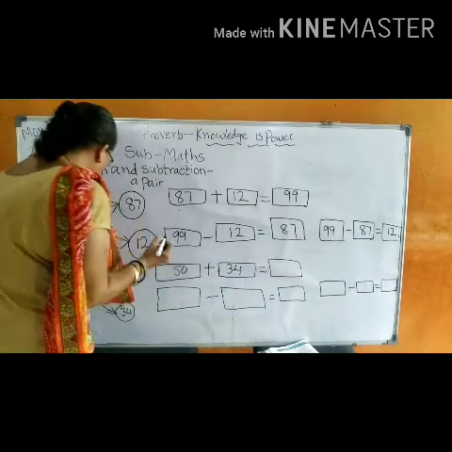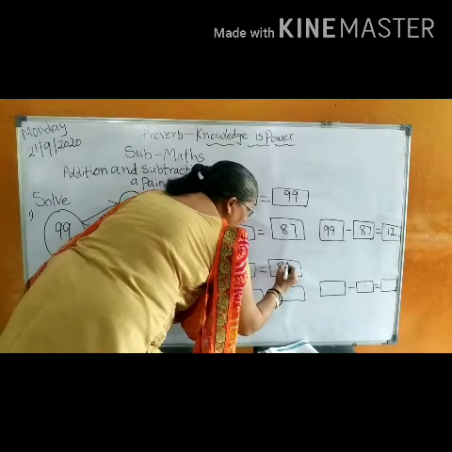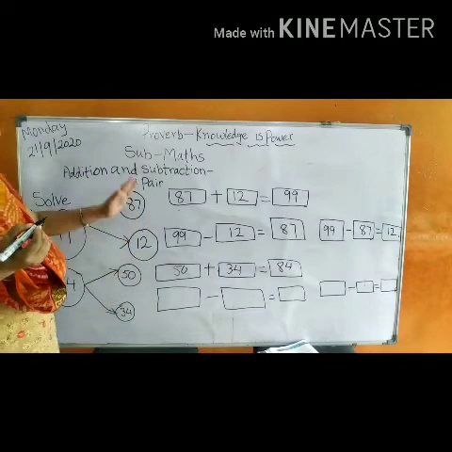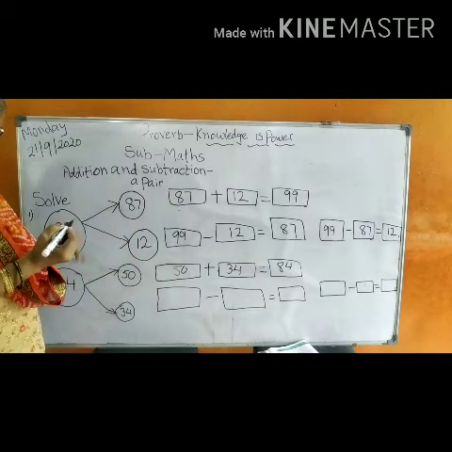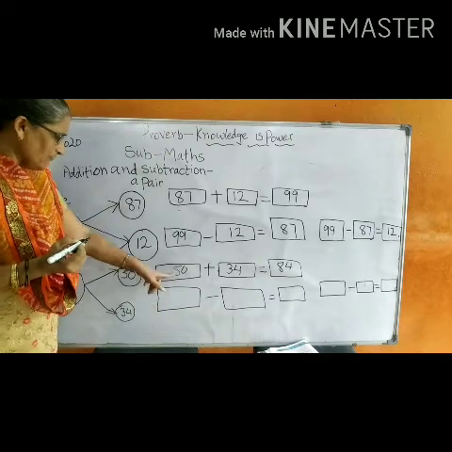What answer will you get, children? 84. Understood, all of you? Now we have to do the subtraction. What will we do? From 84 we will subtract 50.